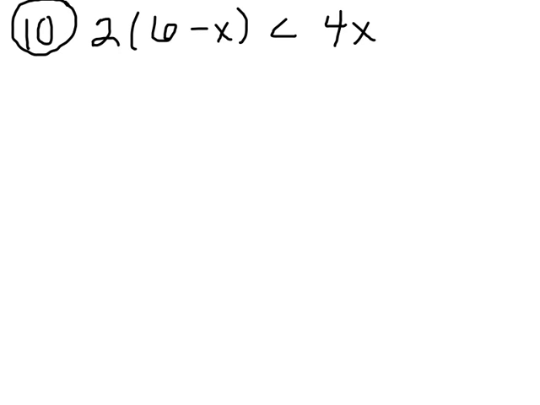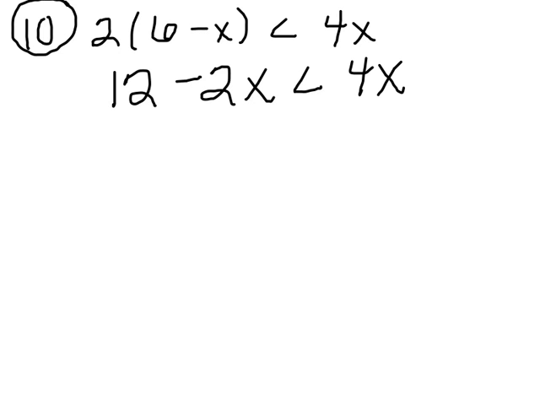Again, the first thing we see is some parentheses. So what do we have to do for the parentheses? The distributive property. So 2 times 6 is 12. 2 times a negative x is negative 2x is less than 4x. All right, the first thing we want to do now is get our letters on the same side so that we get them together. We're going to do that by inverse operation.